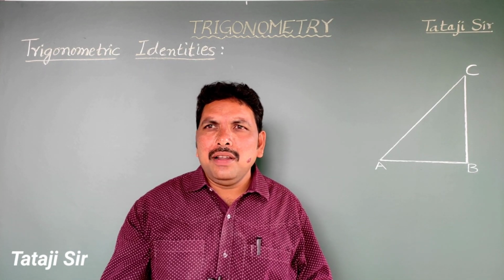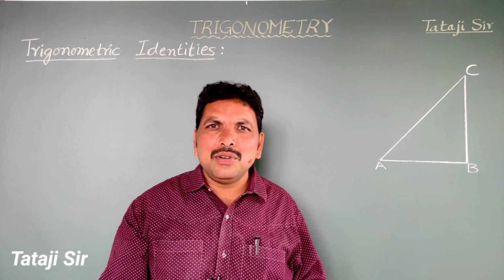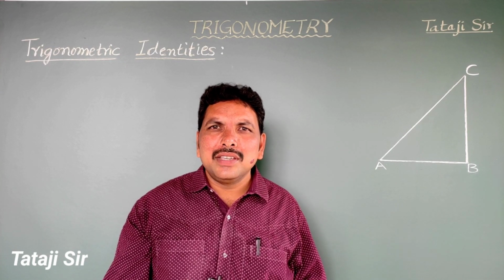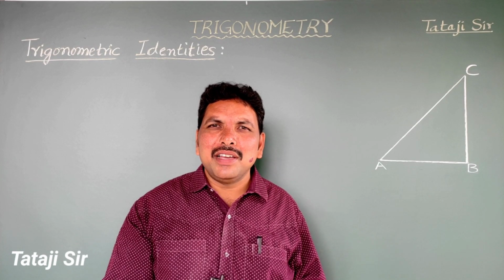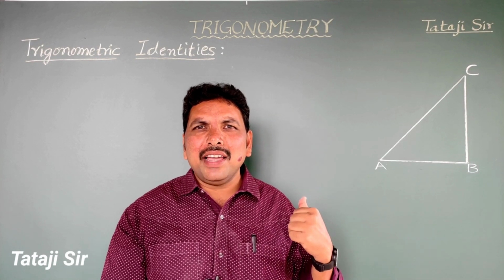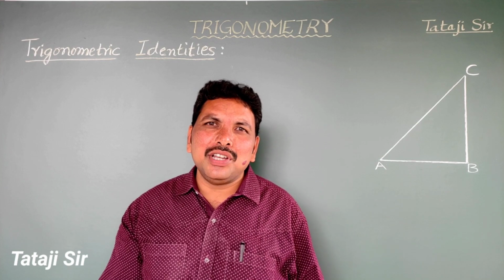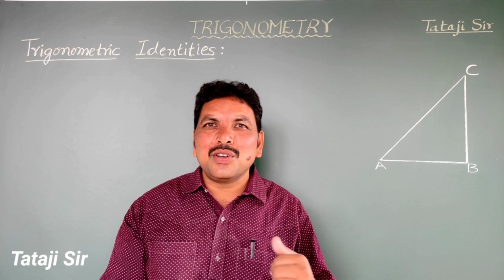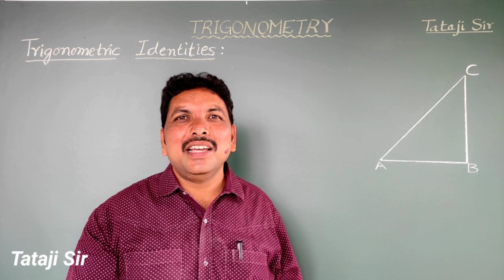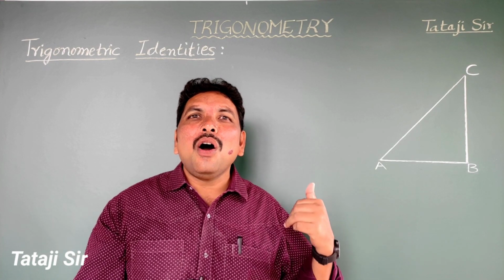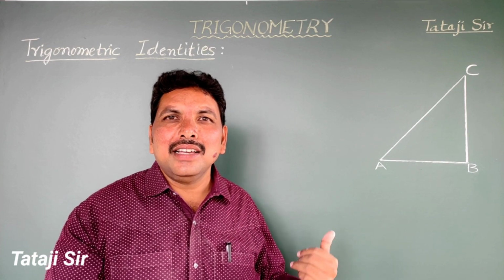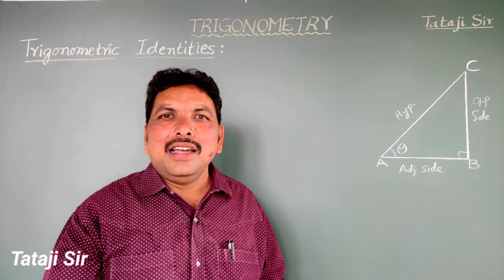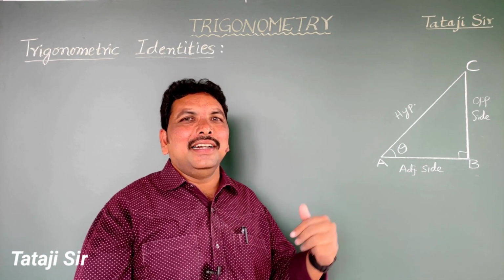Say for example, (a plus b) whole square is equal to a square plus 2ab plus b square. (a plus b) into (a minus b) is equal to a square minus b square, like that. In the same way, an identity equation having trigonometric ratios of an angle is called a trigonometric identity. It is true for all the values of angles involved in it. Okay, let's derive trigonometric identities.